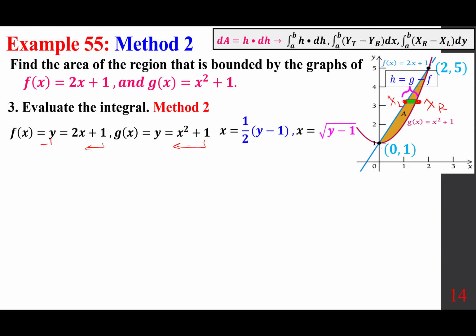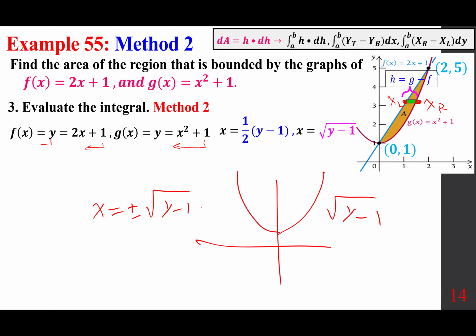By the way, I hope you remember that x is plus or minus the square root of y minus 1. The parabola, the graph is that the right side is this, x equals the square root of y minus 1, and the left side, x equals minus the square root of y minus 1. This is just college algebra we discussed already. So let me erase my work.